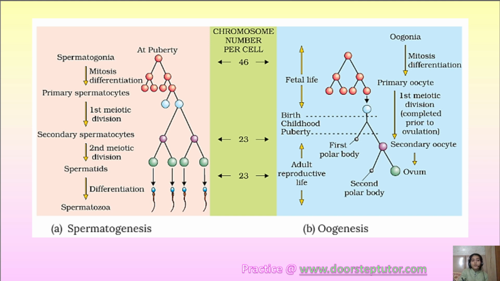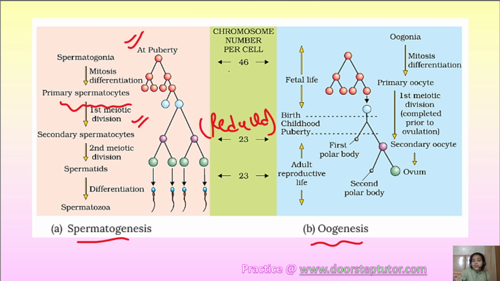Now let's have a look at this image. From this it will be more clear to you to understand spermatogenesis and oogenesis. Firstly, spermatogenesis starts at the time of puberty. After puberty, mitotic differentiation occurs. Later on, primary spermatocytes are formed. After this, the first meiotic division takes place. As a result, secondary spermatocytes are formed, and here the chromosome number has reduced. Earlier it was 46, now it is only 23. That is, from diploid, haploid cells are produced.